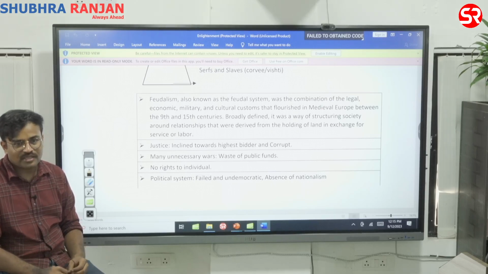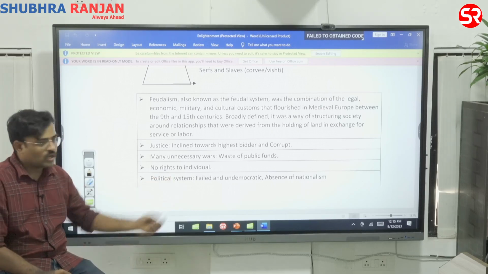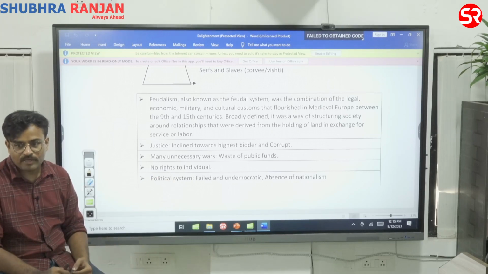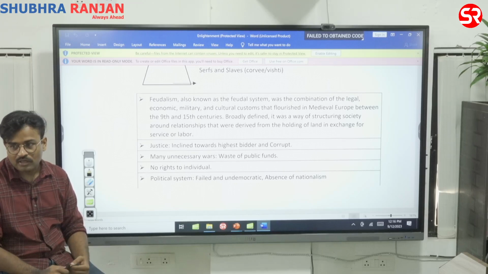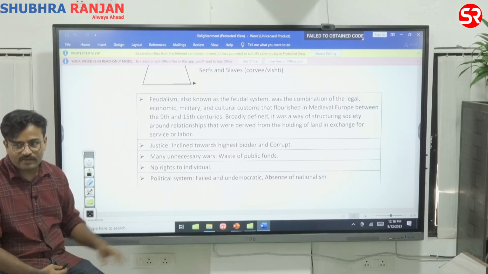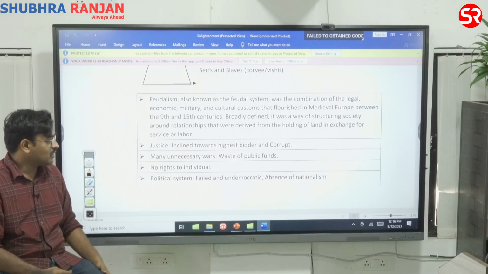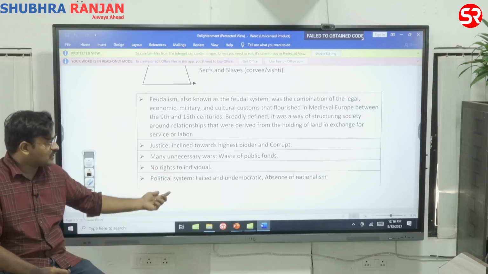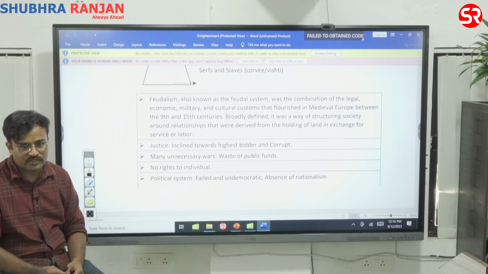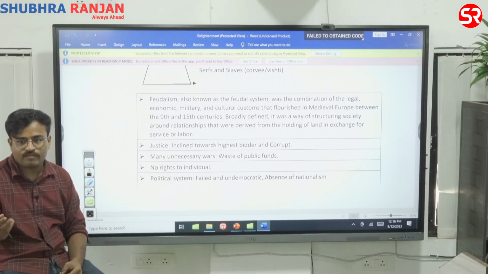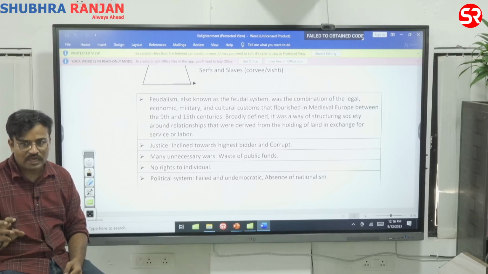Then along with that, in the political system, there are no rights to the individual. People did not have any political right, no freedom of speech and expression, no freedom of association, no freedom of movement. There are no rights for individuals. In fact, the political system is failed and undemocratic, because it is not fulfilling the needs of people, sir.